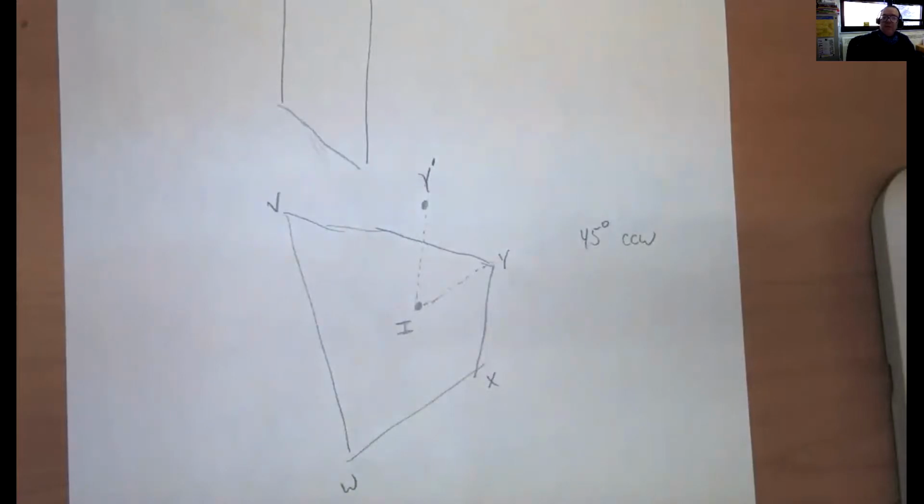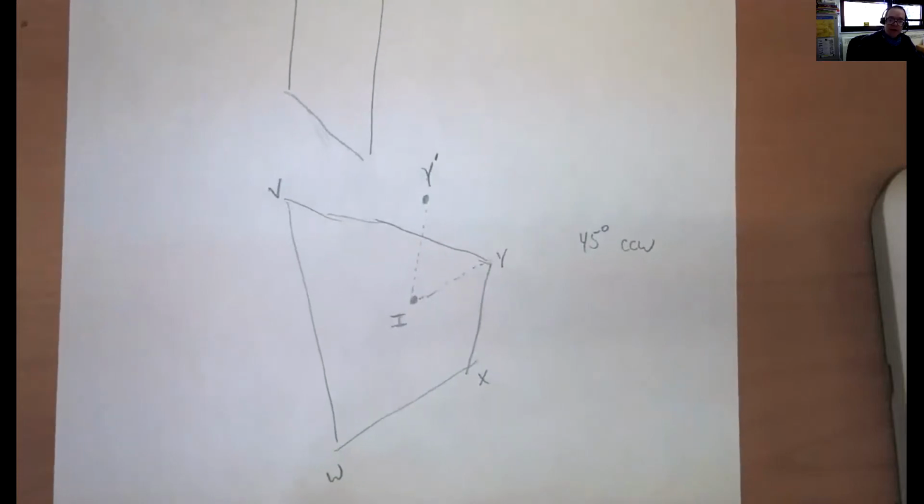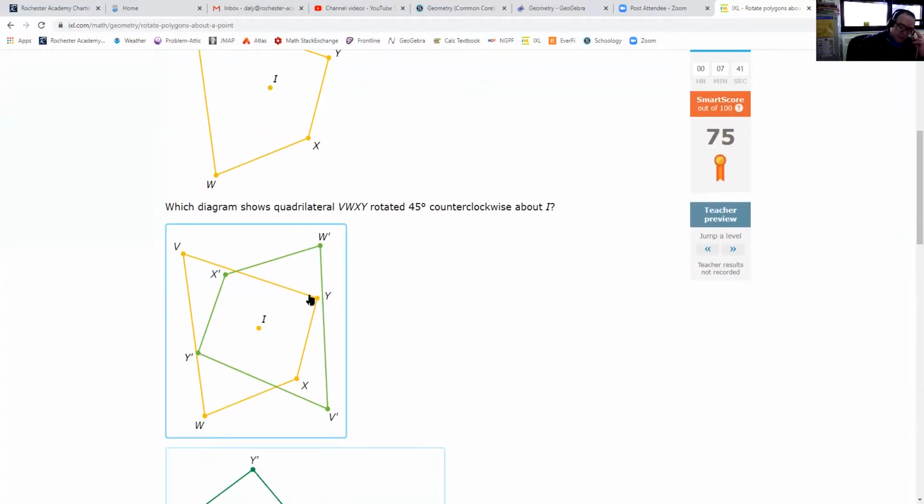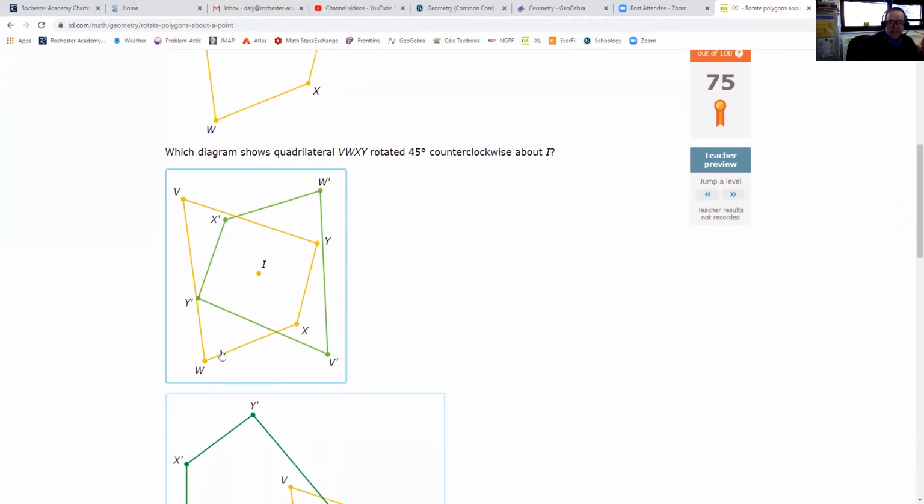All right, so let's go back to the IXL and we're going to look for a Y prime that's almost totally above, but just a little bit to the right, assuming I drew that picture correctly. All right, so back to IXL. So Y prime here is all the way over on the other side. So that's not it at all. That's like a 180-degree rotation.